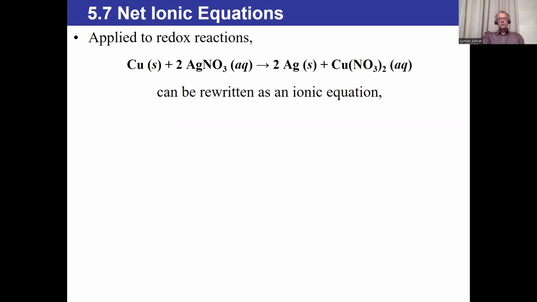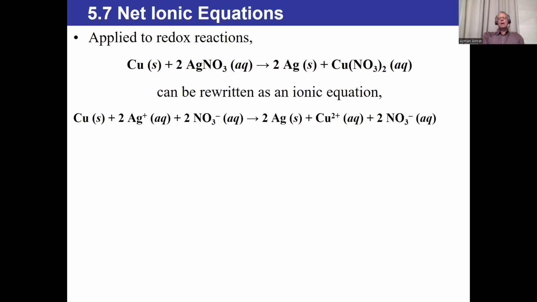Apply this to a redox reaction also. Copper in the solid state with 2 AgNO3 produces 2 Ag in the solid state plus copper nitrate in aqueous solution. Now ionize. AgNO3 can be ionized to Ag+ and NO3-. The ionic equation: Cu solid plus Ag+ aqueous plus NO3- aqueous produce Ag solid. Copper nitrate can be ionized to copper 2+ and 2NO3-.